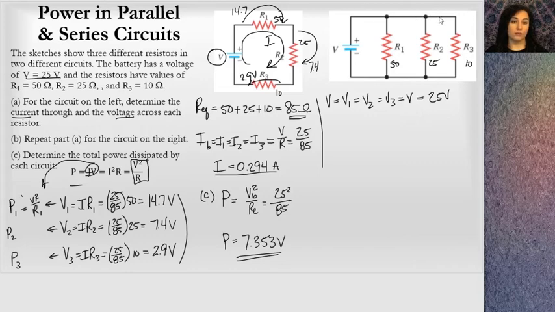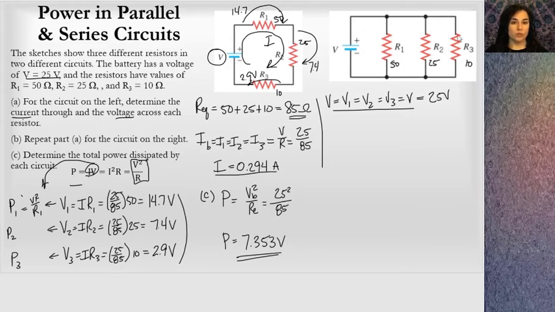All of these branches, because they're in parallel with one another, will all have the same voltage, and so they're all 25. So I answered part of that question for A, find the voltage across each resistor. I still need to find the current through each resistor.